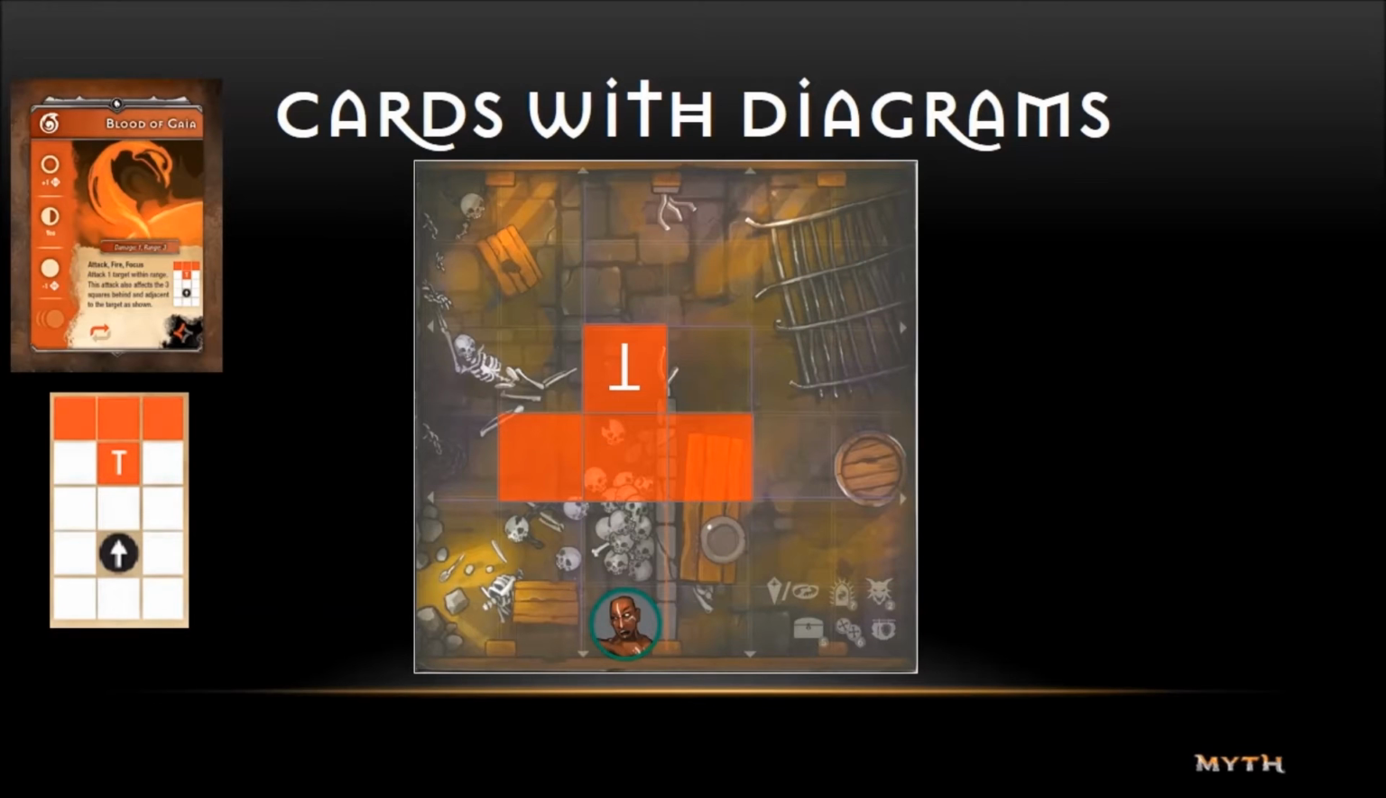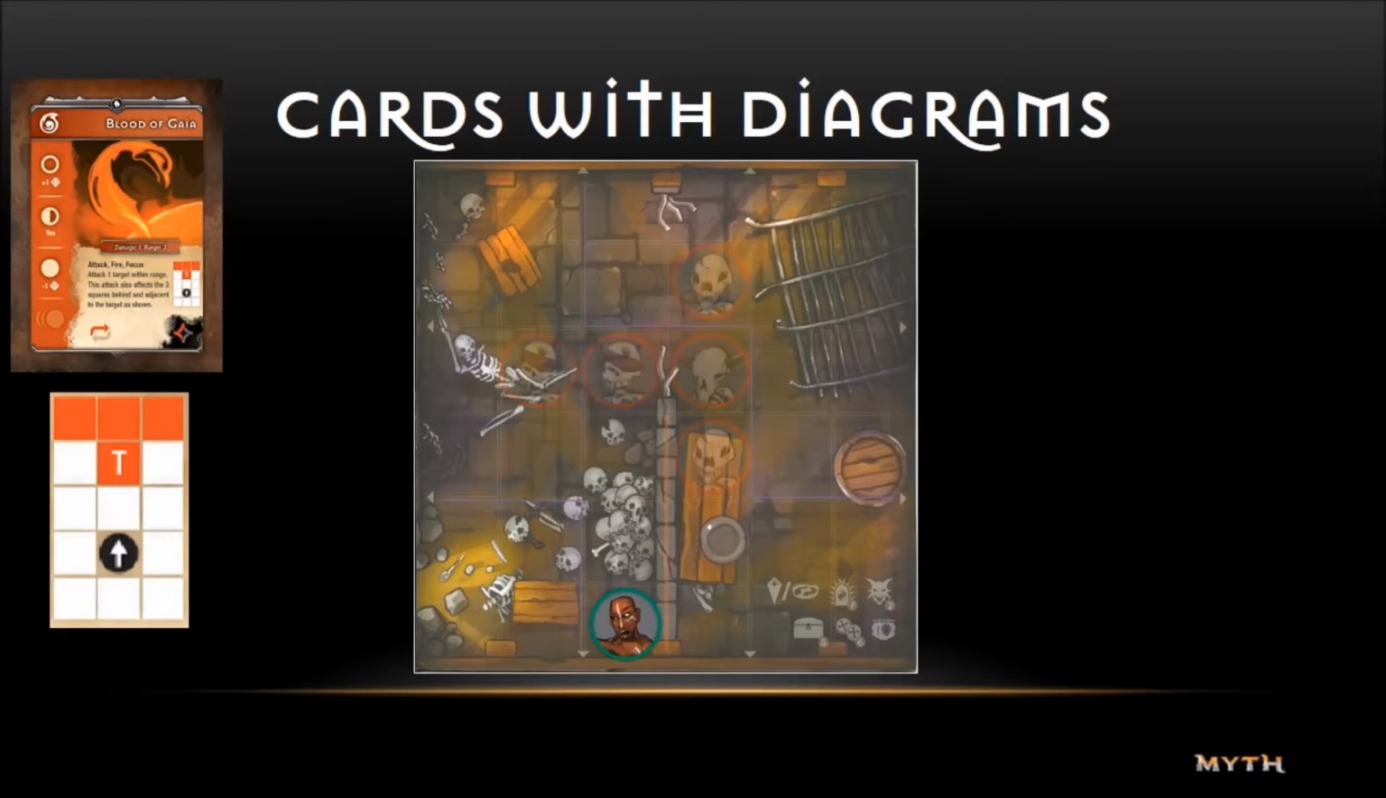Likewise, I could do this. I could make the orientation of the T square the way I have it in this example, but then fan the cone back towards the apprentice. This is a legal orientation of Blood of Gaia.